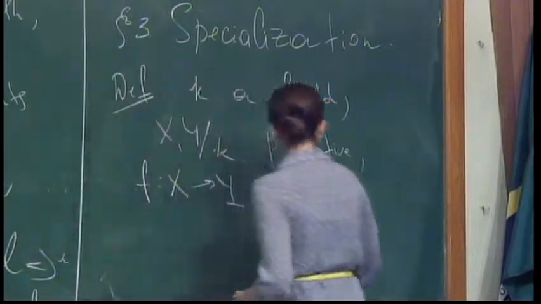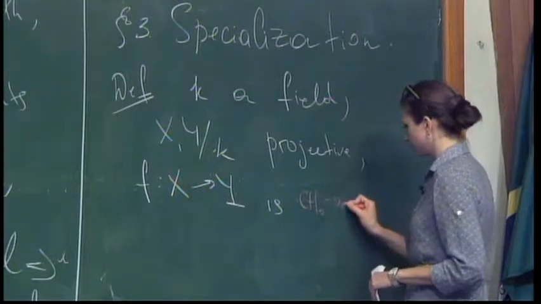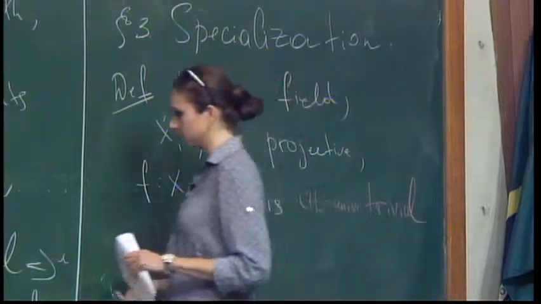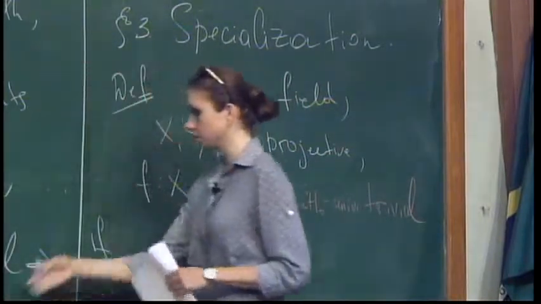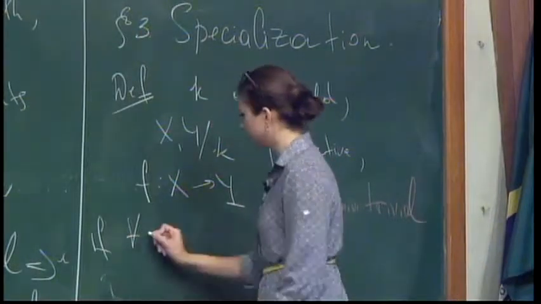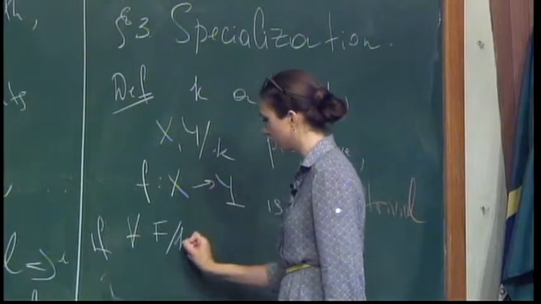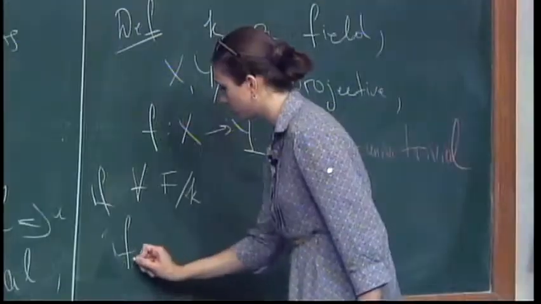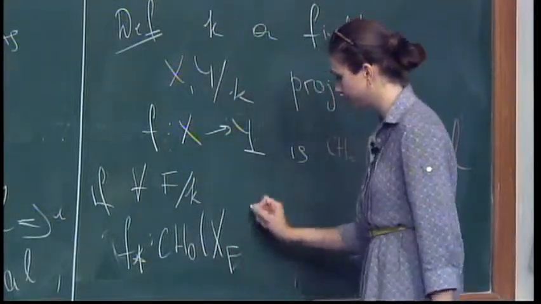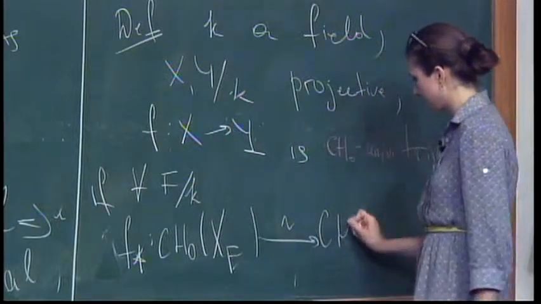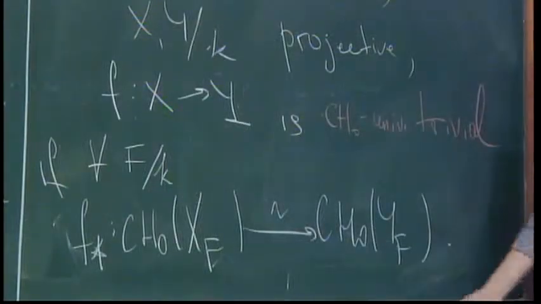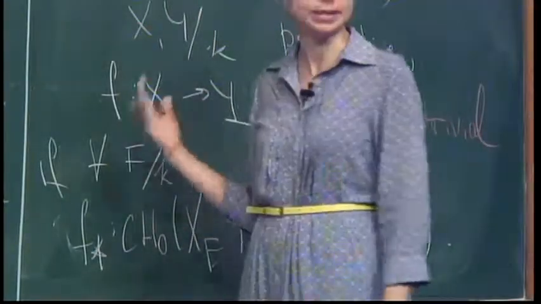CH0 universally trivial if, well, the same property as for a single variety over a field. So if for any field extension F over K, the push-forward map is an isomorphism for 0 cycles between X and Y. Okay. So this is a more general definition for a variety over a base.